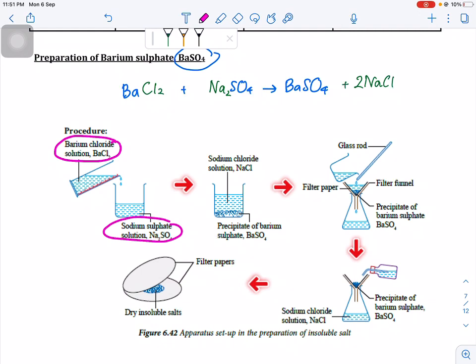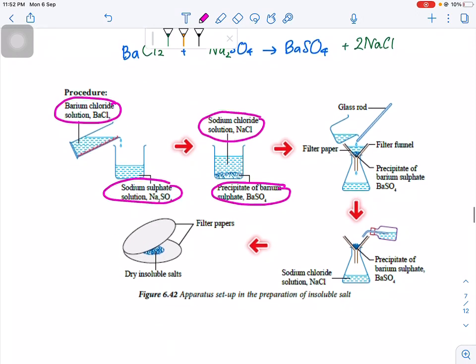And then you stir directly, you akan dapat the insoluble salt as the precipitate in the precipitate form. Mix dengan the soluble salt dalam bentuk solution. So when we mix barium chloride and sodium sulfate, apa yang kita akan dapat dalam beaker, kita akan dapat precipitate and solution. What we want is the precipitate sebab dia adalah insoluble salt dalam bentuk precipitate. So, how can we get the precipitate? So, we just filter. Okay.